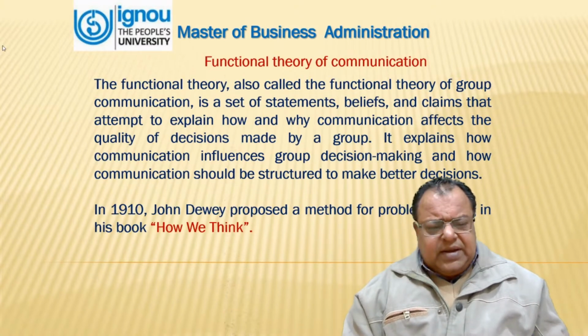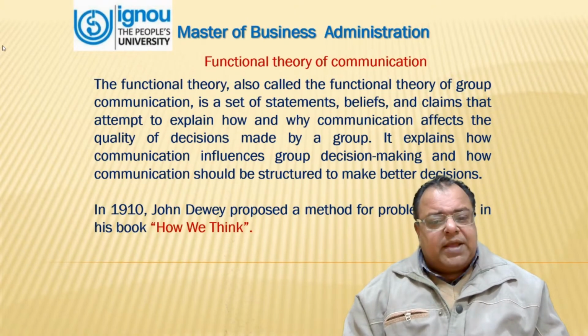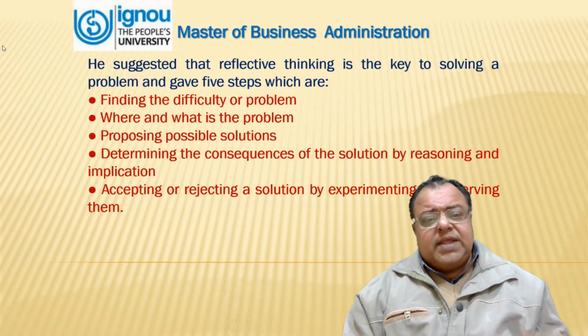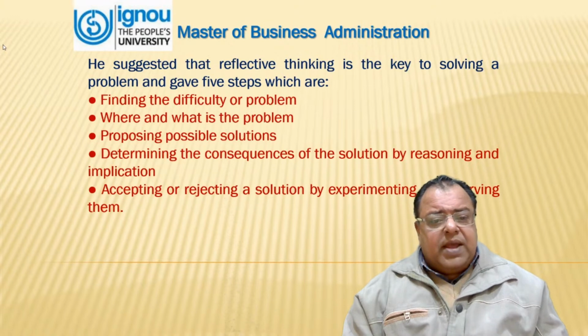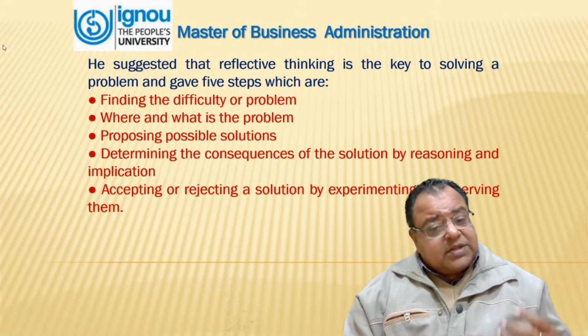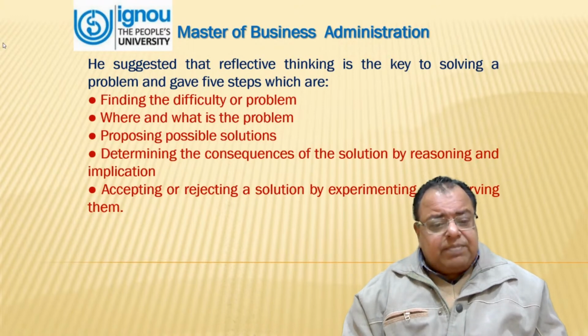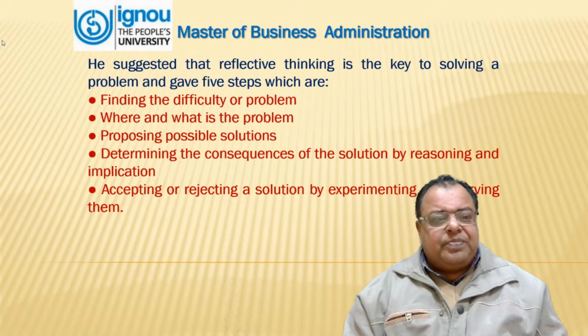In 1910, John Dewey proposed a method for problem solving in his book How We Think. He suggested that reflective thinking is the key to solving a problem and gave five steps, which are finding the difficulty or problem, where and what is the problem, proposing possible solutions, determining the consequences of the solution by reasoning and implication, and accepting or rejecting a solution by experimenting or observing them.